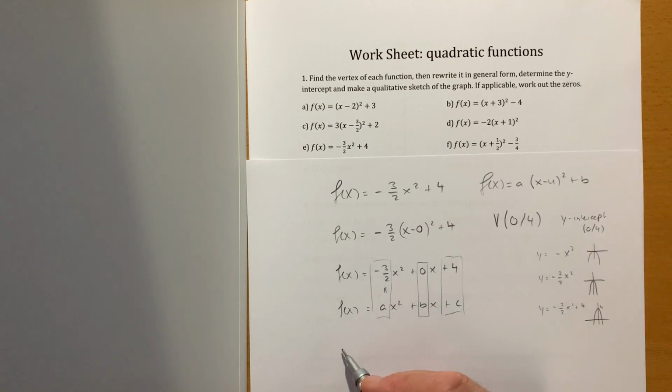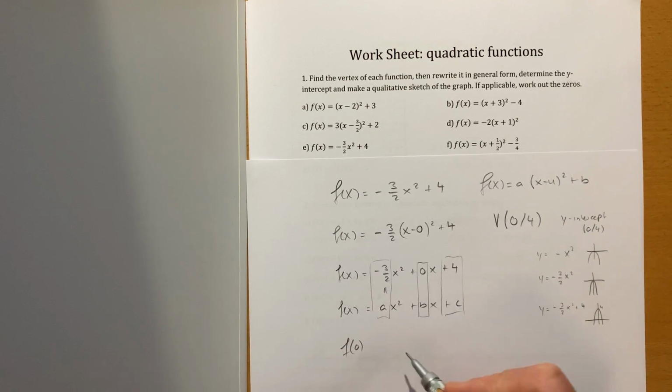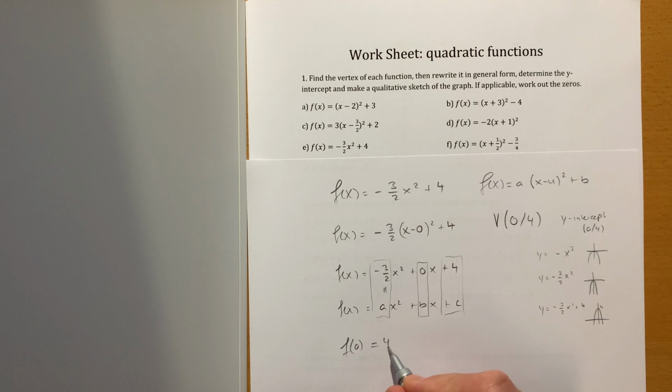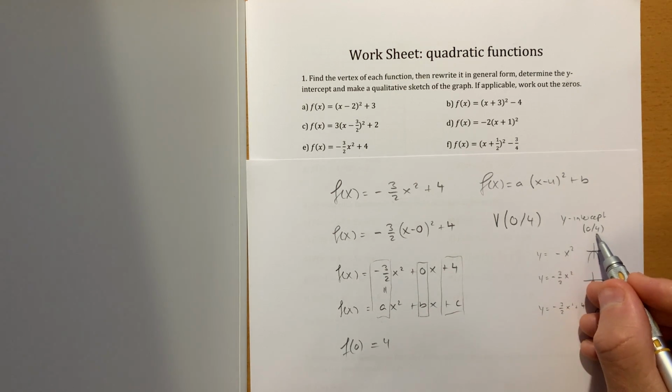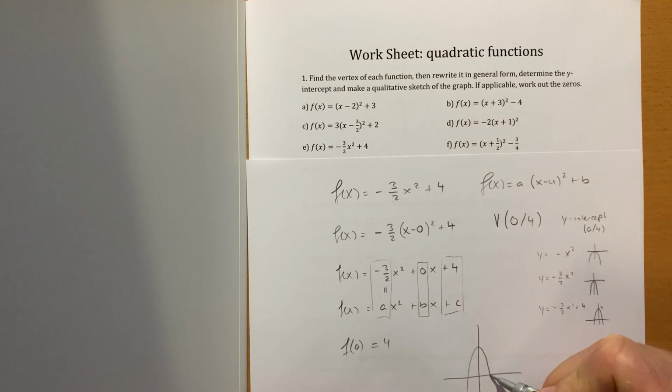Now, if you wanted to work out the y-intercept, something we already know, you could just plug in 0, and you would see that if you plugged in 0 here, you would get 4. So that's why the y-intercept is at 4. So this exercise is quite simple, actually. Now the graph looks like this, more or less. This is at 4, this is x, this is y. So this is (0, 4), your vertex.